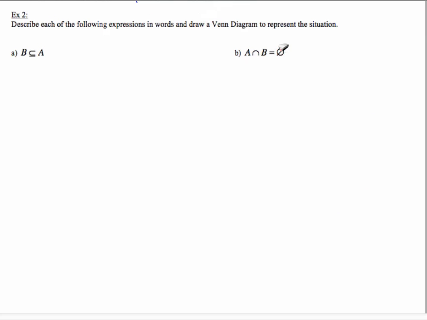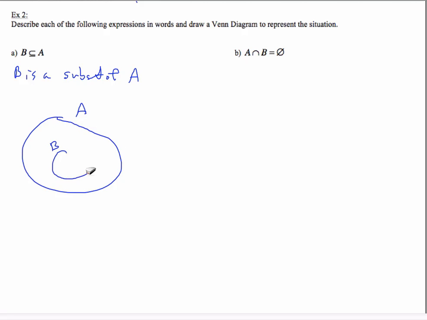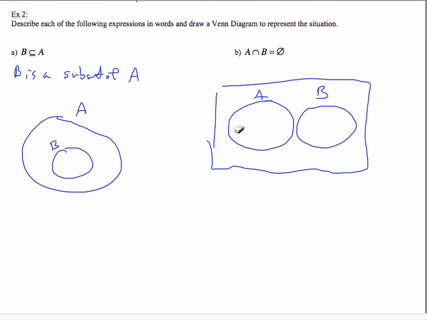Describe each of the following in words and draw a Venn diagram to represent the situation. The first one, B is a subset of A, and I can draw that by drawing A, and then B is totally inside of A. A intersect B is empty, so I can do that like this: A, B, they don't intersect at all, so that's what the Venn diagram looks like for that one.